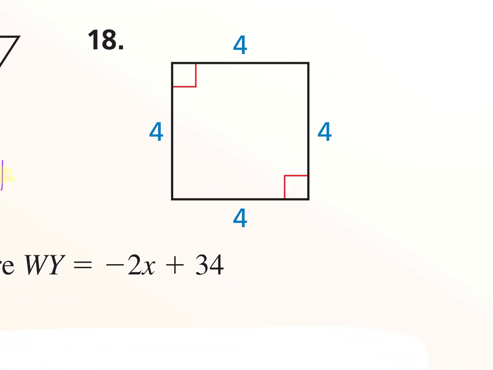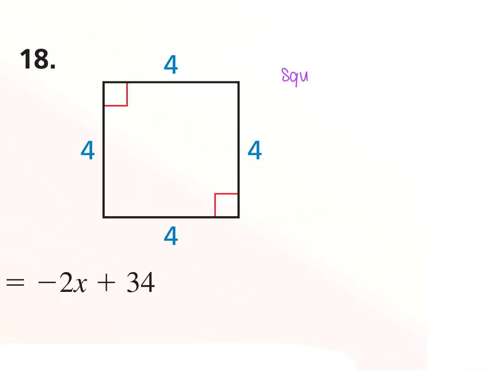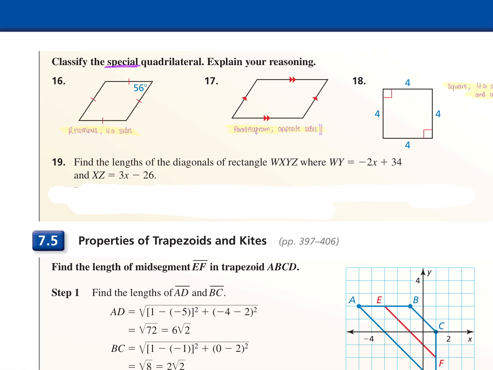Looking at 18, this has to be a square. How do I know it's a square? You have 4 congruent sides. And my angles are 90 degrees. Okay, that's another thing. My angles are 90 degrees. All right, the next question.